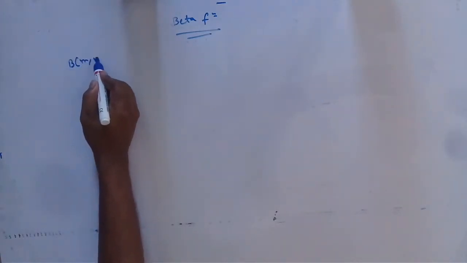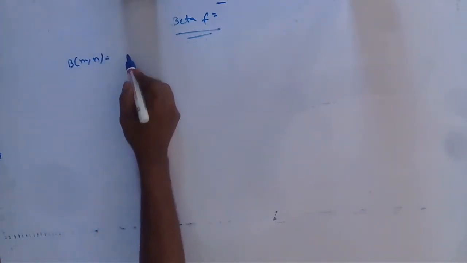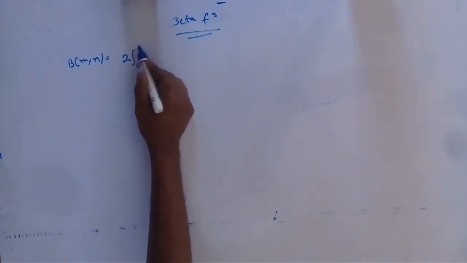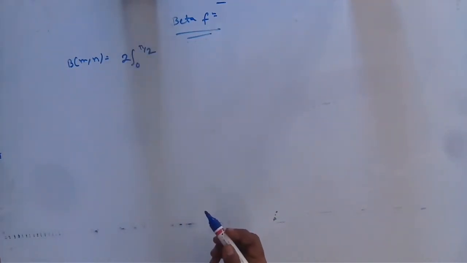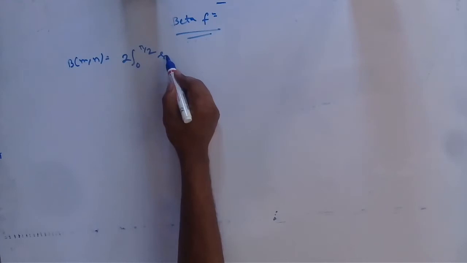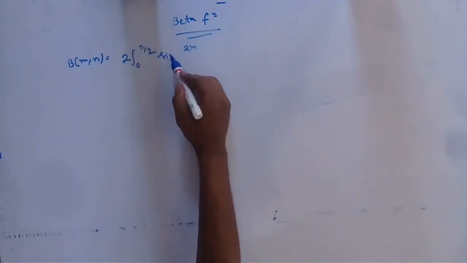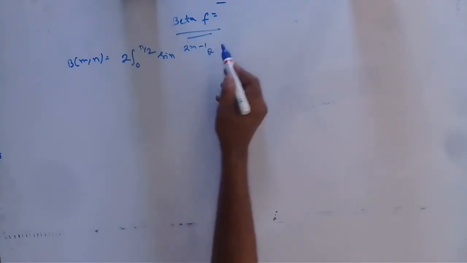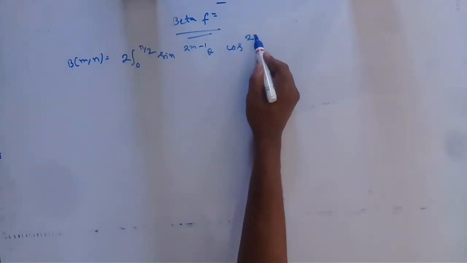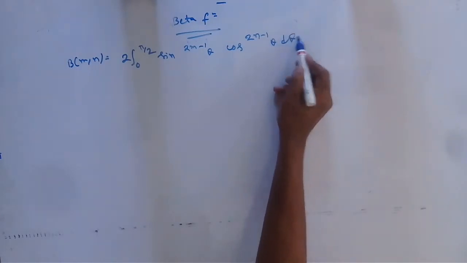Next, property number 3: beta m,n equal to 2 into integration 0 to pi by 2 sine to the power 2m minus 1 theta cos to the power 2n minus 1 theta d theta. Okay.